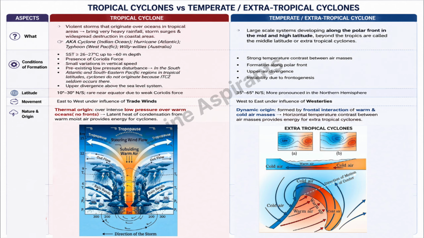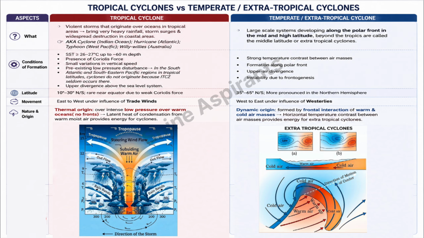Presence of Coriolis force. Small variations in vertical wind speed. Pre-existing low-pressure disturbance. Upper divergence above the sea level system. In the South Atlantic and Southeastern Pacific, tropical cyclones do not originate because the ITCZ seldom occurs there. Latitude 10 degrees to 30 degrees N/S, rare near the equator due to weak Coriolis force.